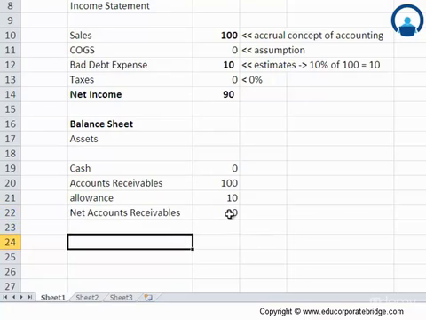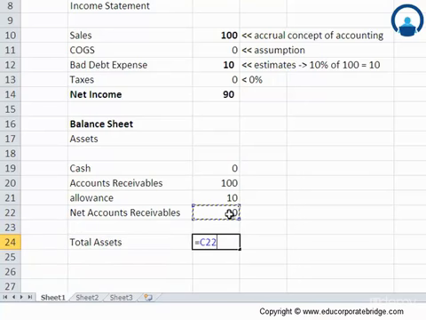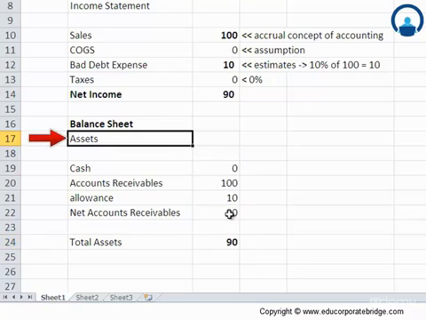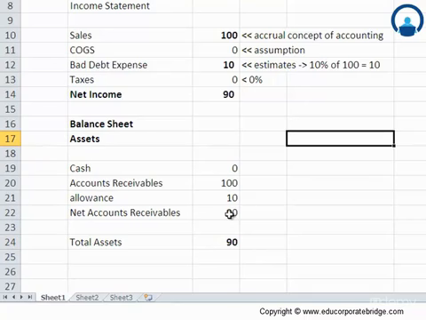So we are assuming that other forms of assets are not there. So the total assets here come out to be net accounts receivables plus the cash, which is 90. So this is the asset side. So let's look at the liabilities side as well.